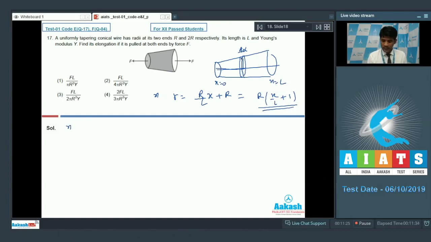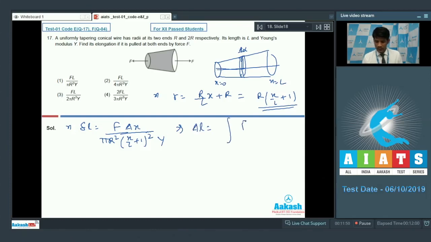So the elongation at this particular point, delta L, has force F, area pi r square times (x by L plus 1) whole square, Young's modulus Y, and the original length of this part was dx. The integral of this portion gives the total elongation: delta L equals F dx divided by pi r square Y times (x by L plus 1) whole square.